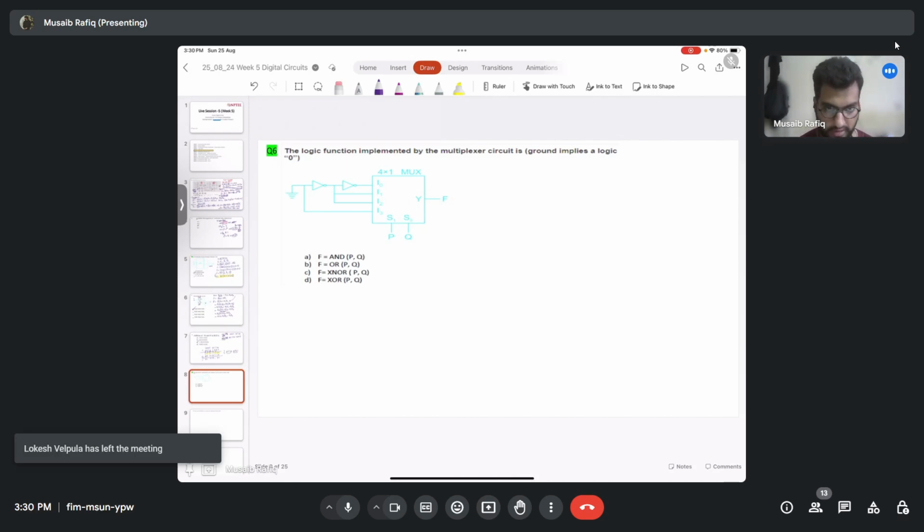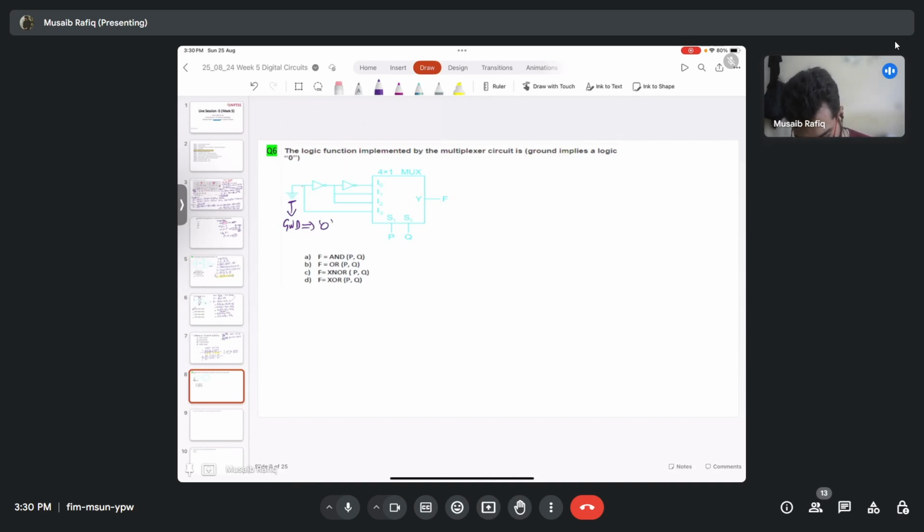So I see some answers in the chat box. That's quite nice. I think this was a pretty straightforward question for you guys. So let me just show the solution. So before we proceed, let's just figure out what are the inputs. So this right here, what is this? This represents a ground, and ground represents our logic level 0.